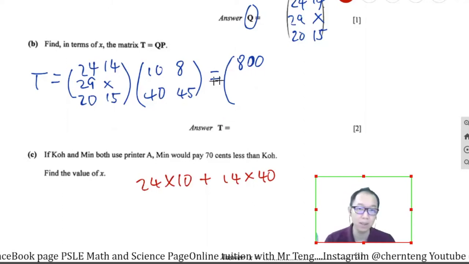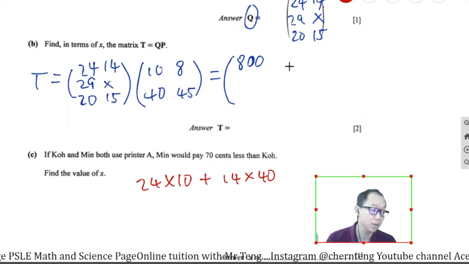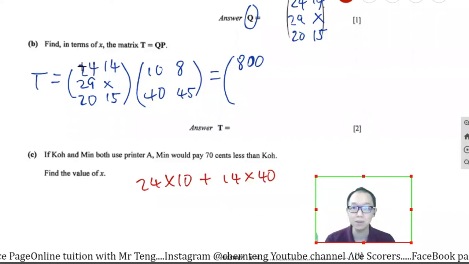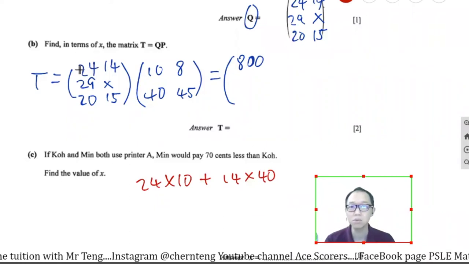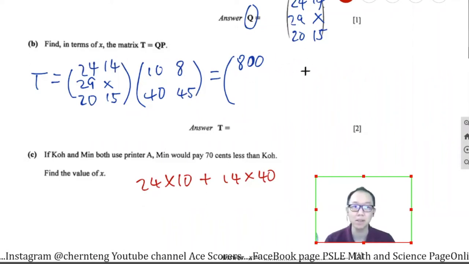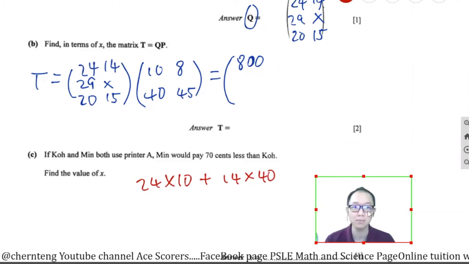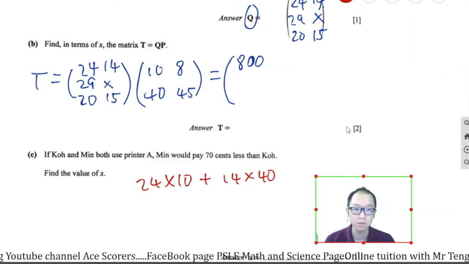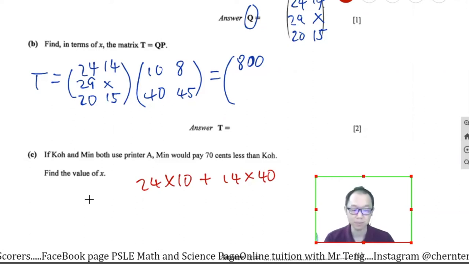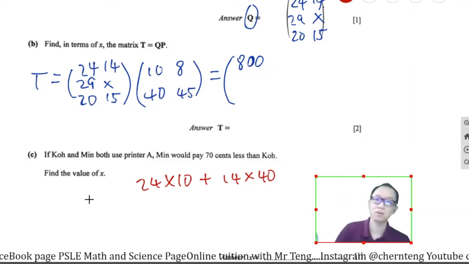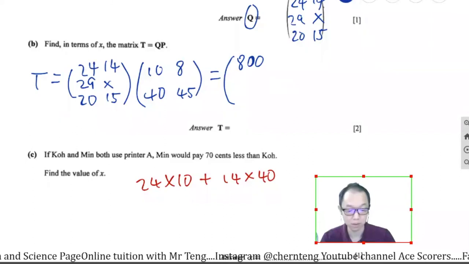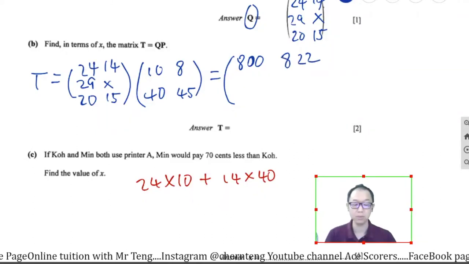So Amelia, now you try the second one, the second digit here. To get the second digit here, I need to take row one, column two. This one times this one. Can you give me the second digit? What was the answer? 822. Yeah, very good. So it's 822. Okay, so that's the second one.